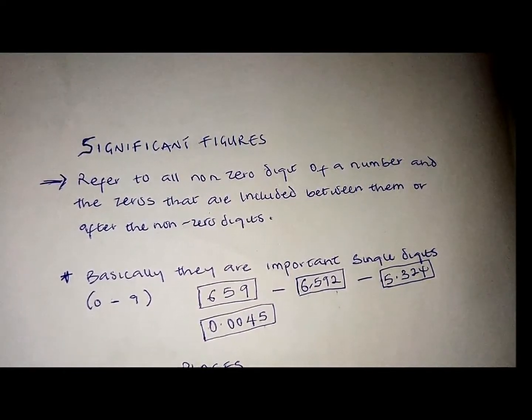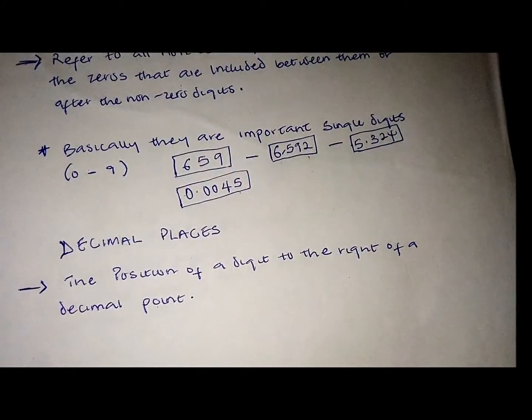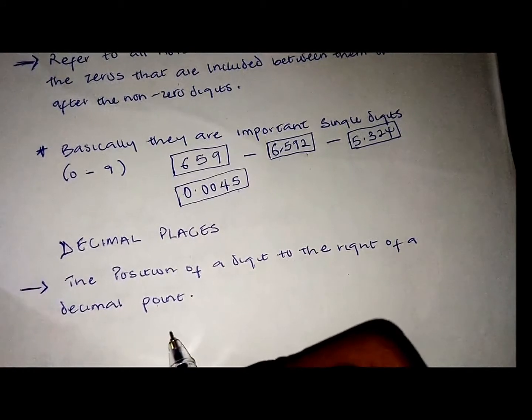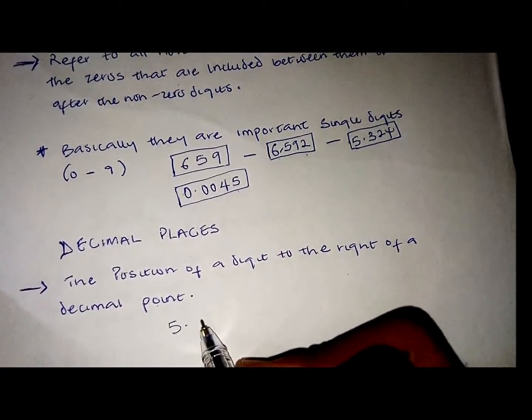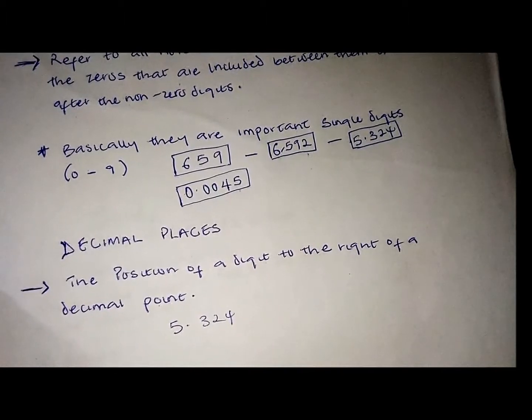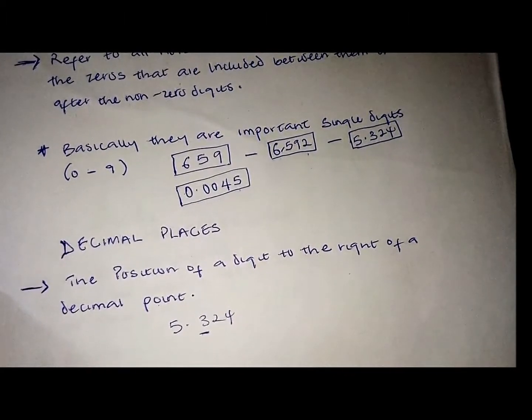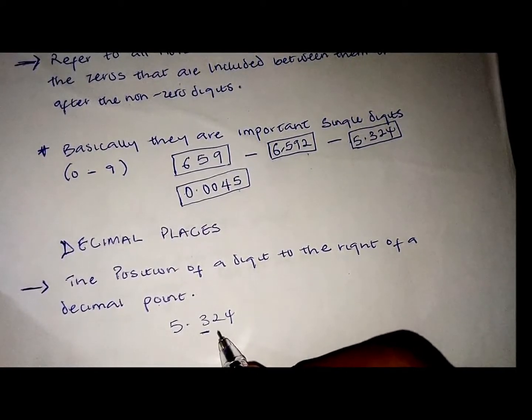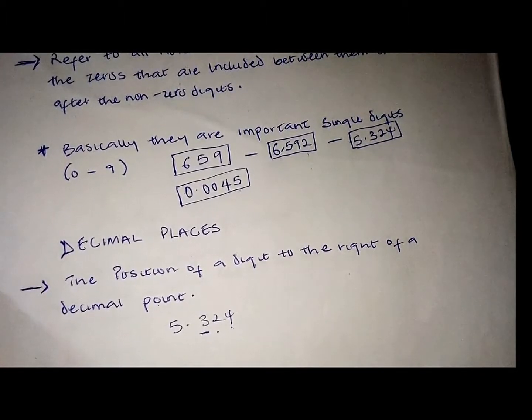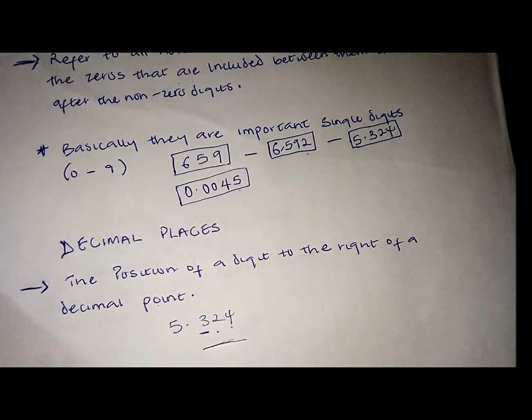Okay, so now for decimal places, it is actually the position of a digit to the right of a decimal point. Yeah, so if we have something like this, 5.324. Okay, so now this 3 occupies the first decimal place, the position of the first decimal place. The 2 also occupies the second position. Then 4 occupies the third position of the decimal place. So this is actually right after the decimal point. So this is where we're going to be finding or approximating to a number of decimal places.